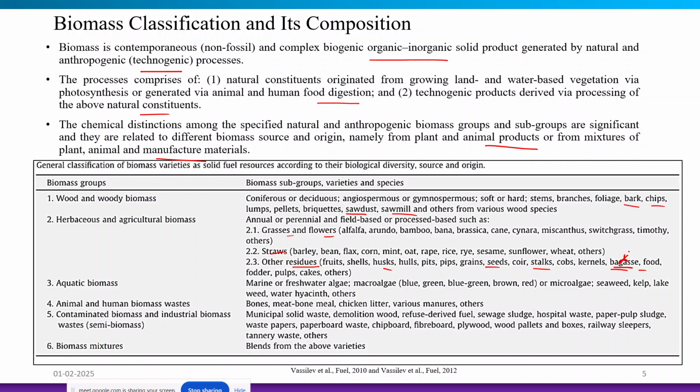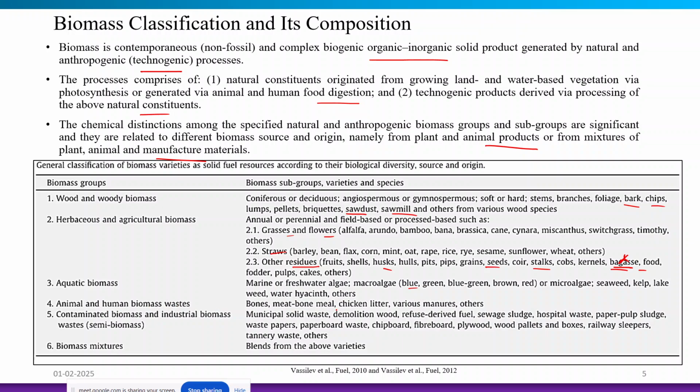sugarcane industry. That waste product is highly used in ethanol production, those kinds of alcohol production, and breweries. Aquatic biomass is also an important source, like microalgae. This kind of microalgae as a single cell, you can say blue-green or any kind of microalgae, is also a source for biofuel production.